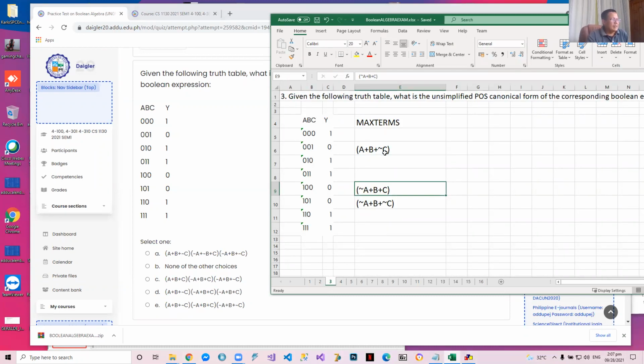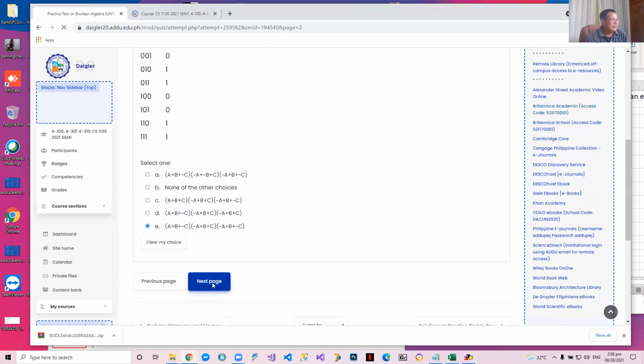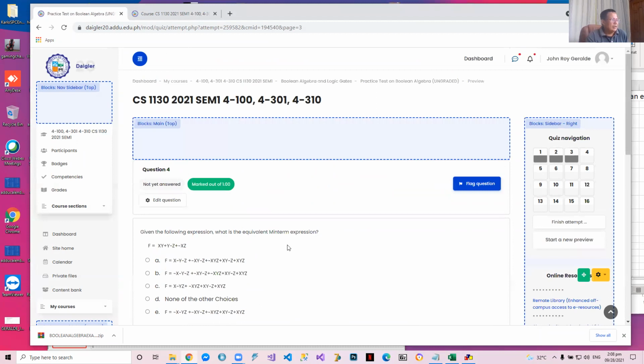So the first is A plus B plus not C. The next is not A, because A is a 1, plus B plus C. The third is not A plus B plus not C. So anyway, what do we have? A plus B plus not C, and then not A plus B plus C, and this one is not good because we have A and C. So these are the three. This is the correct answer. Any questions so far?